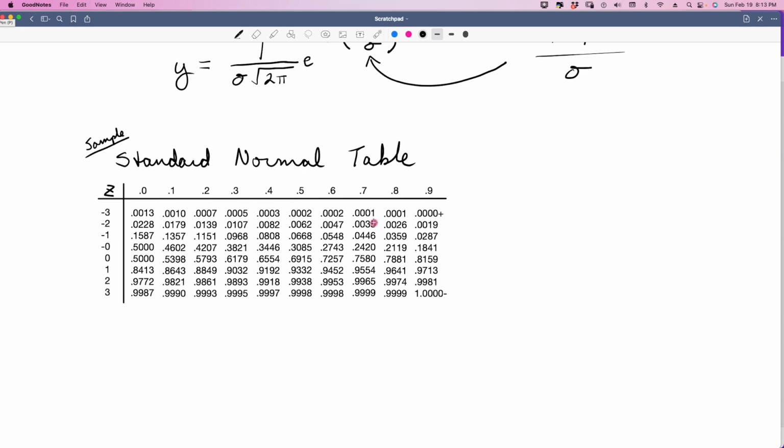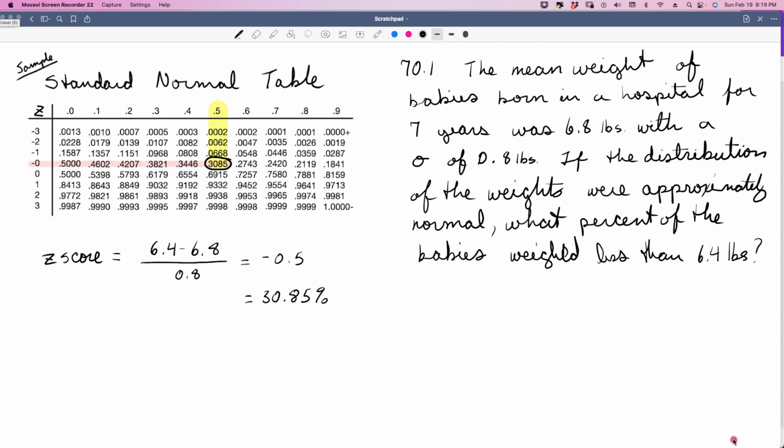So that being said, let me show you how to use a z-score, what numbers you plug in where, through some example problems, and then how to use this standard normal table. So let me prep the page here for us. So here's how we would use a z-score, in 70.1, our problem states.